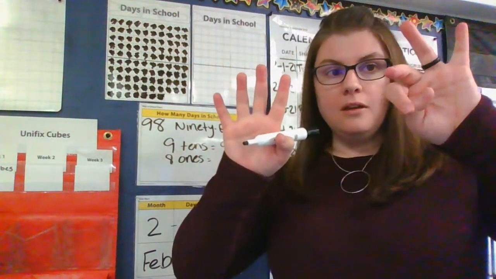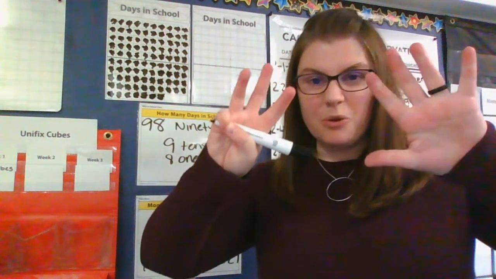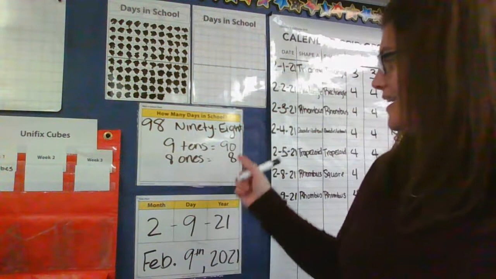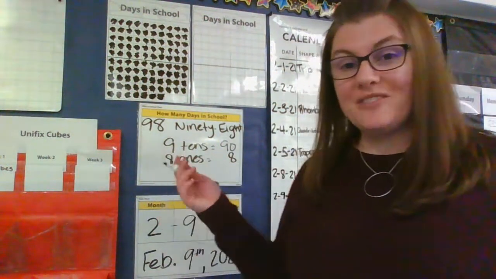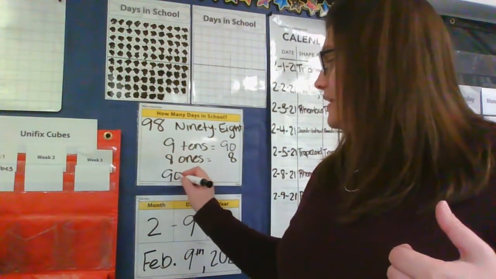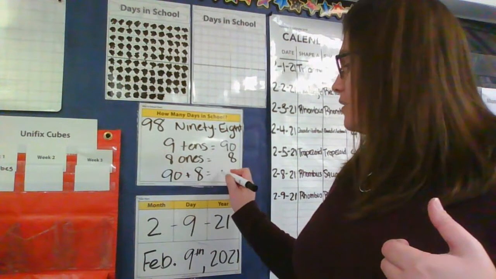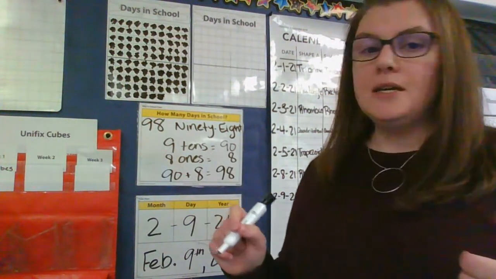1, 2, 3, 4, 5, 6, 7, 8. It's kind of hard when I'm holding my pen. Hot mess today, Mrs. Sae-Wong is. All right, help me write our equation. We have to add our 10s and our 1s back together. So let's take our 10s. Let's take that 90 plus our 1s. So plus 8 equals 98.